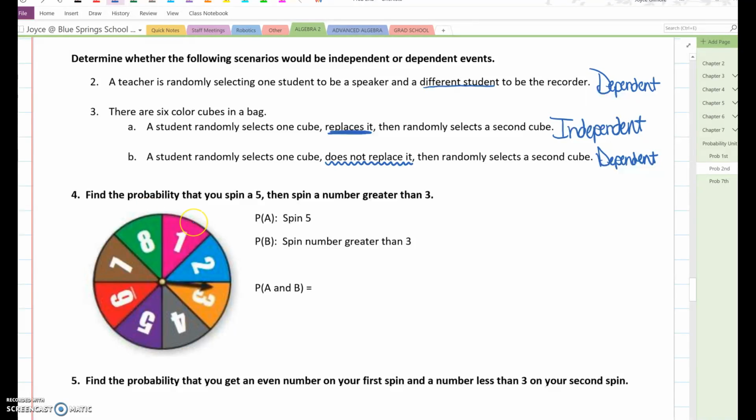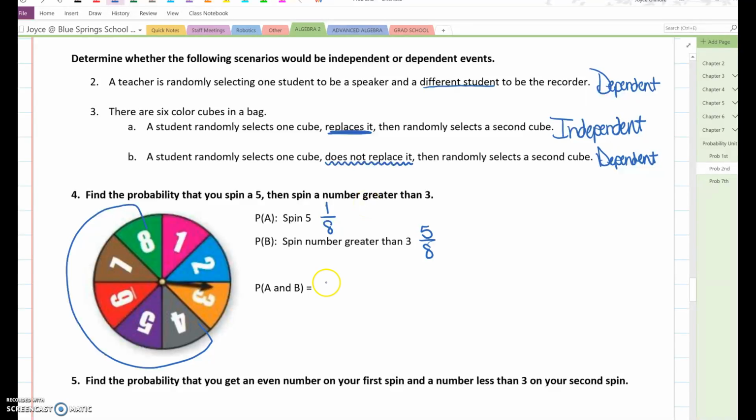All right, we've got a spinner with numbers 1 through 8. Find the probability of spinning a 5. That would be 1 out of 8. The probability that we spin a number greater than 3, that would be any of these. That is 5 out of 8. Find the probability that we spin a 5, then spin a number greater than 3.